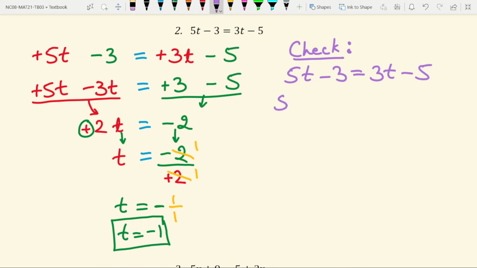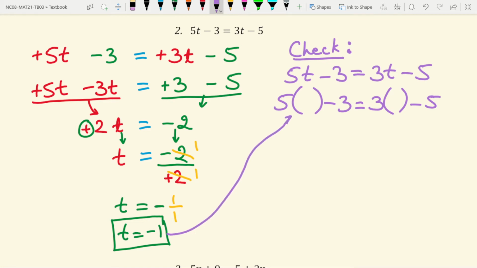And now we have to copy it again. The same equation we have to copy, but instead of writing the variables, we will put brackets. And within the brackets, we have to substitute the value of t. So the value of t we obtained is minus 1. So I will write minus 1 here and minus 1 here.